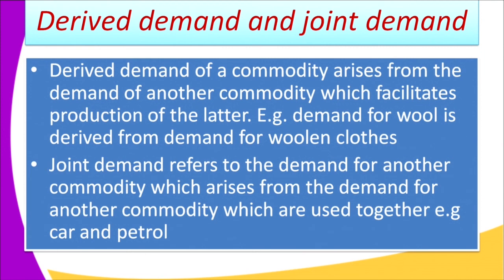And the other one is joint demand. This refers to the demand for a commodity which arises from the demand of another commodity, where the two are used together. So this is whereby you have two products and you cannot use one at a go, only one. So you have to demand both. For instance, when you buy a car, you have to demand petrol, because this car cannot serve you without using petrol. So we can say that there is joint demand between a car and petrol.